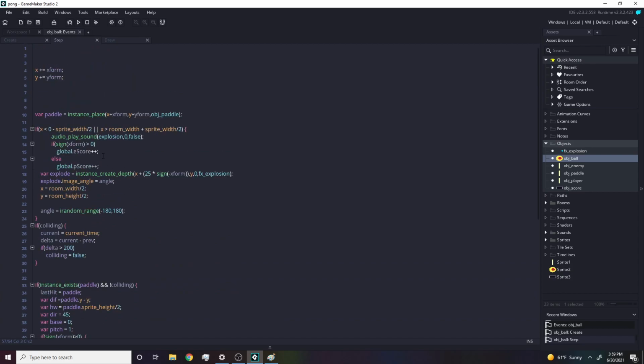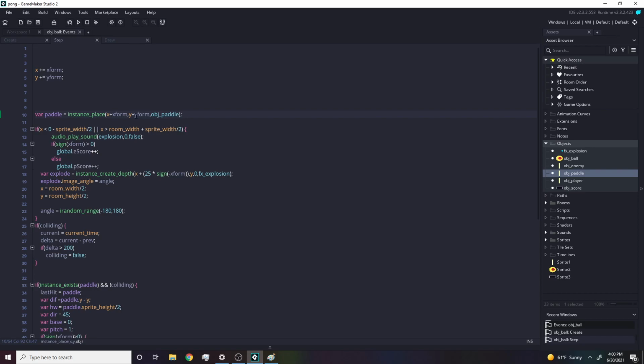Let's go back up here. The first thing we want to do in our ball is check to see if, when we move, we're going to be colliding with a paddle object. The paddle object is the parent object for both the enemy and player objects. They are children of the paddle object. So when we look for a paddle object, anything that inherits from it, we're also checking against.